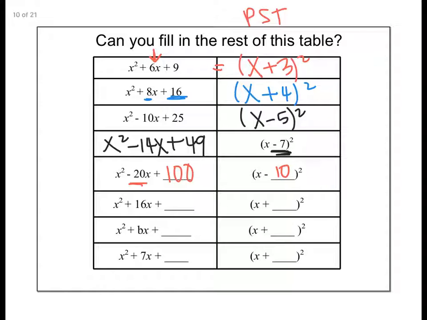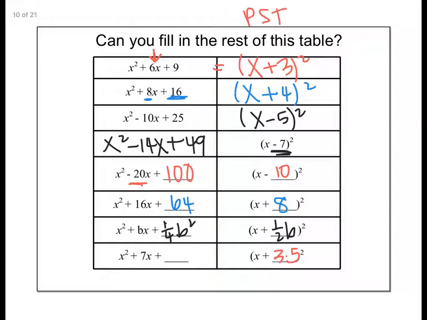Next one, half of 16 would give me 8 here. I square it and get 64 there. And these patterns hold true for all perfect square trinomials. Next one, they just gave us a b. So we're just going to do half b, because we would take half of it and then square that. So 1/2 squared is 1/4 b squared. And then the last one, half of 7 is 3.5.